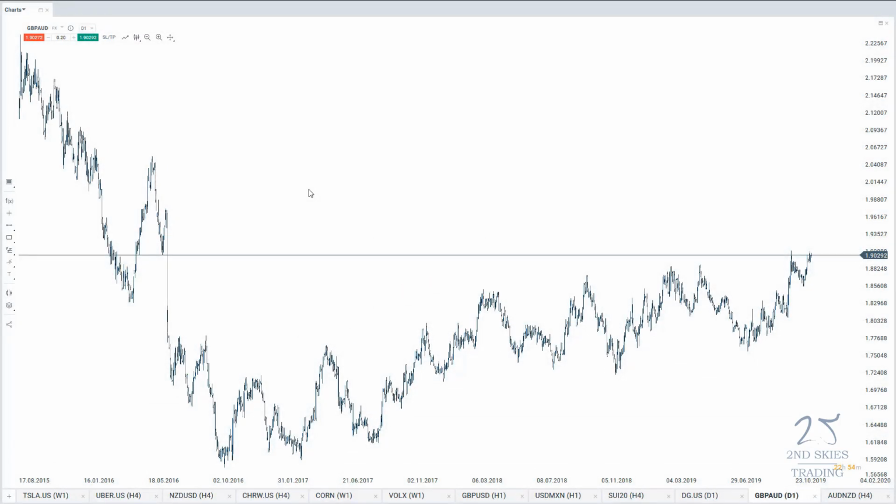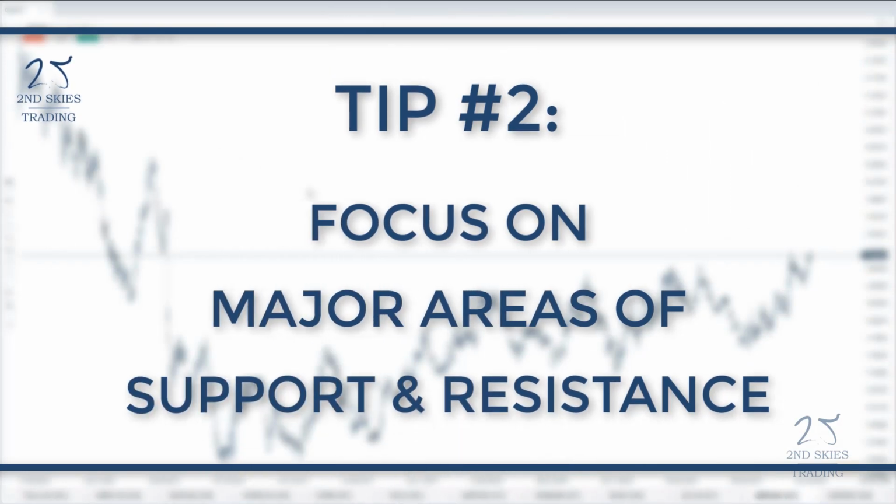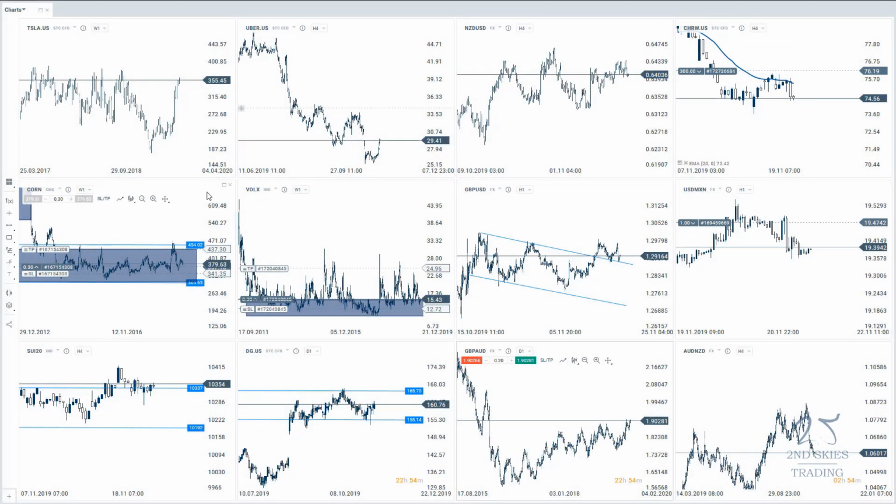Now, we are going to revisit this pound Aussie chart, but for right now, I feel like I've made a good point here in terms of what it looks like to find a really clean chart and what it is to find one that's not so clean. So I want to move on to the second point here, which is talking about trading big support and resistance zones. This is the second tip here, and we're going to go back to our corn chart here.